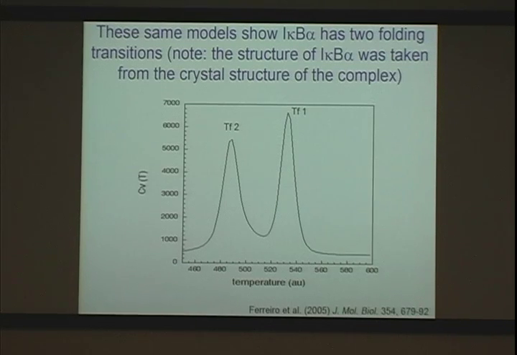So then we had a surprise with IkB alpha. Now what we did with IkB alpha is we took the IkB alpha structure out of that complex that Guri solved, and we said, okay, now for the contacts that we see in the IkB alpha portion, what do we see when we do Go model simulations on that? Okay, and what we saw was actually two folding transitions, and this is the only Ankyrin repeat protein so far that we've seen this with.